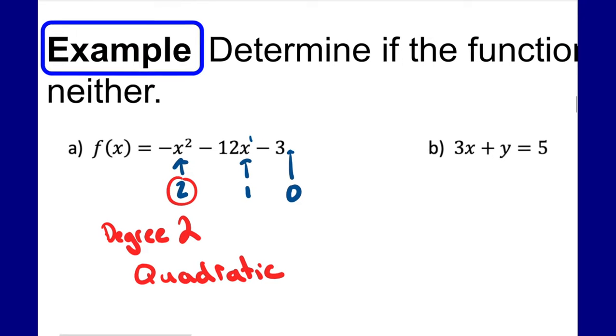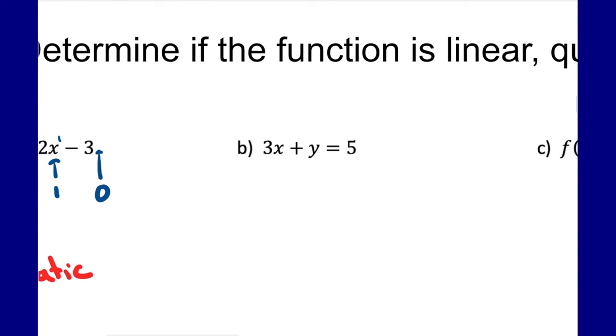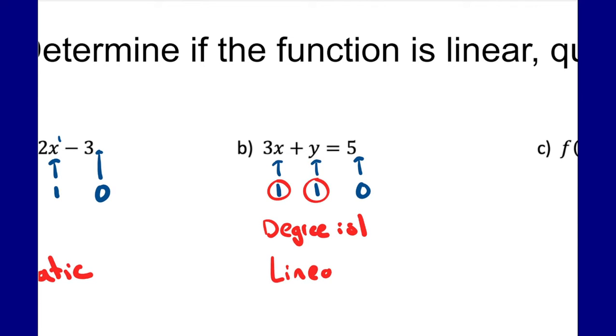If I look at the next one for b, 3x plus y equals 5. Well, the exponent is 1 here, the exponent is 1 here, here the exponent is 0, the highest exponent is 1, so that means that the degree of this equation or function is 1, therefore it's linear.